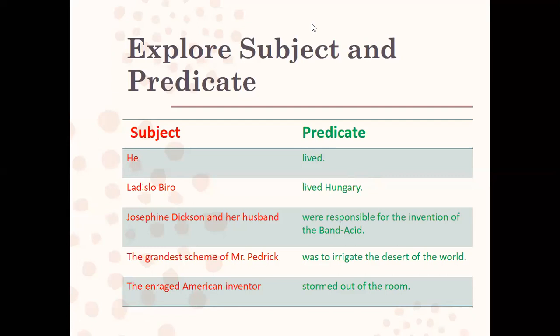So I'm unmuting you. Can you see this slide? Explore subject and predicate. Yes, sir. Look at the first sentence: He lived. It is very easy for you to find out because I have highlighted the subject and the predicate with red and green color. Just let's assume that you cannot find it out.